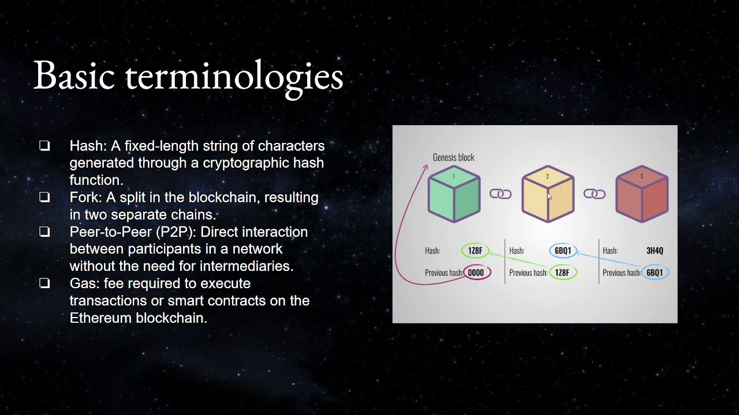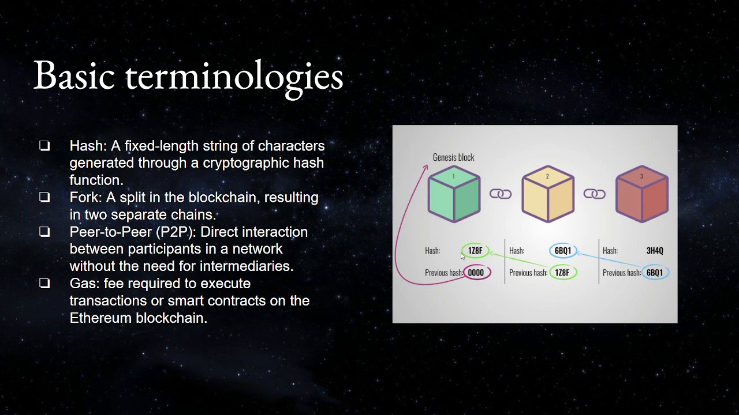I would like you guys to see this. So basically, a hash is a string of characters generated through a cryptographic function. So we generate a hash using a cryptographic hash function, and a certain block has a certain hash. Each block has a different hash, and the hash cannot be repeated. The cryptographic hash function always generates a unique hash for every block.